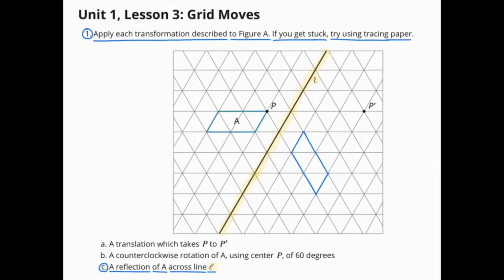Here's an example of that. With the reflection line held vertical, it's easier to see the reflection in this case.